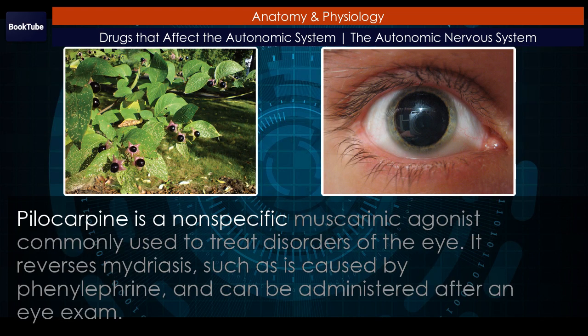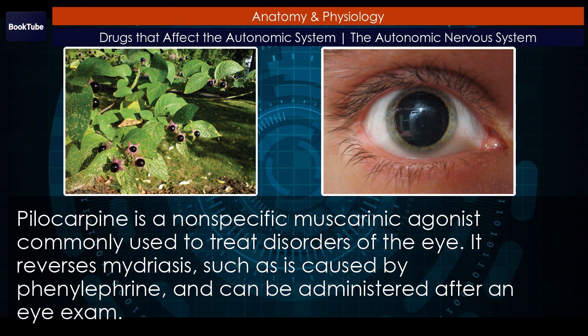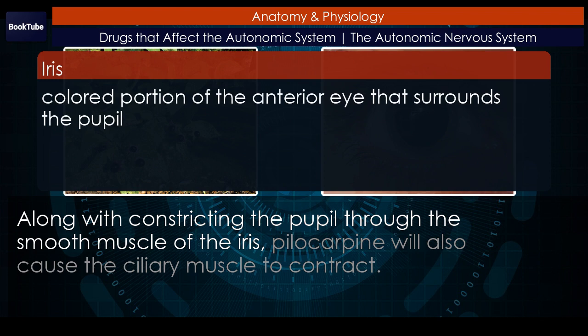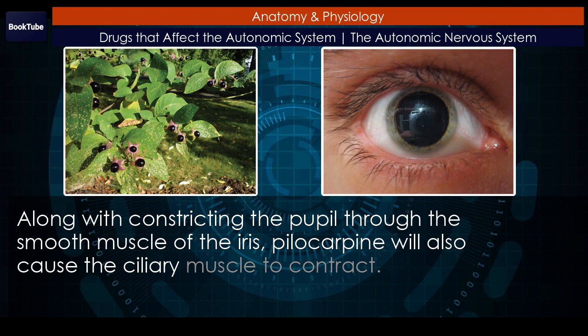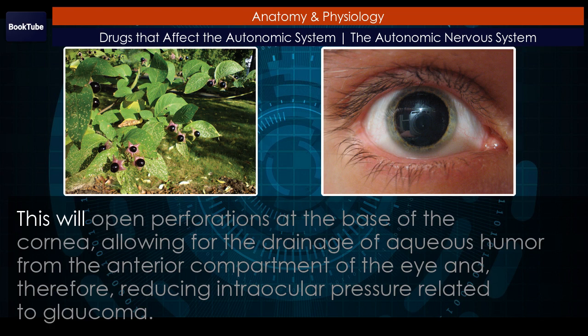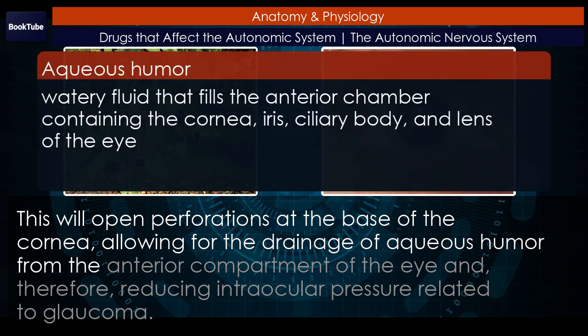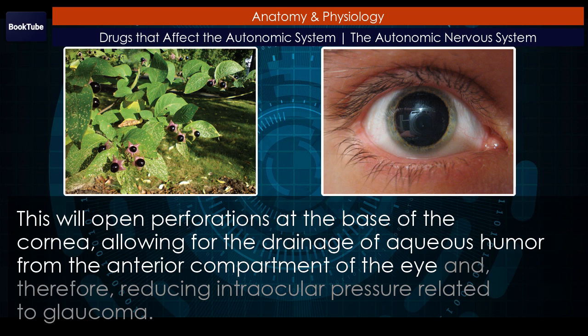Pilocarpine is a nonspecific muscarinic agonist commonly used to treat disorders of the eye. It reverses mydriasis, such as is caused by phenylephrine, and can be administered after an eye exam, constricting the pupil through the smooth muscle of the iris. Pilocarpine will also cause the ciliary muscle to contract. This will open perforations at the base of the cornea, allowing for the drainage of aqueous humor from the anterior compartment of the eye and, therefore, reducing intraocular pressure related to glaucoma.